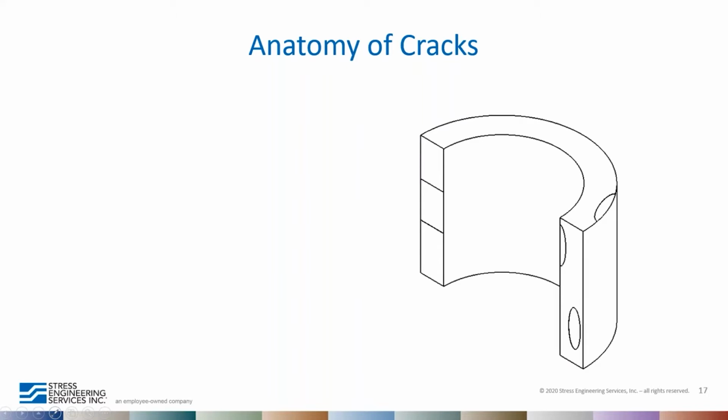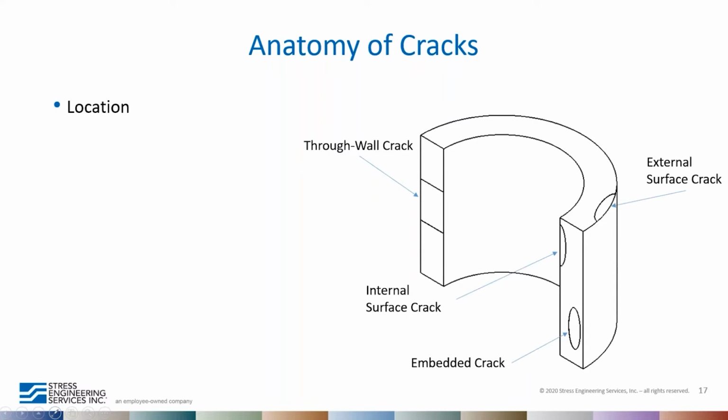Let's talk about the anatomy of a crack and maybe introduce some general terminology about cracks. When we think about cracks, we think about the location of a crack. In this case, for example, this is an internal surface crack over here. This one's an external surface crack. Here we have an embedded crack, which is partway through the wall thickness. And this one is a through wall crack. So that's about the location of the crack.